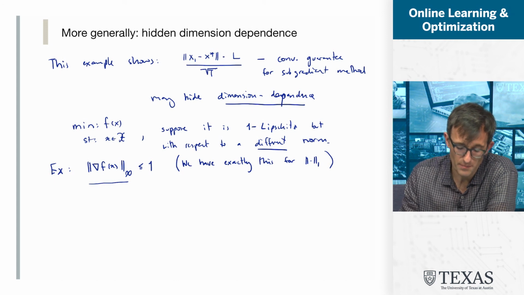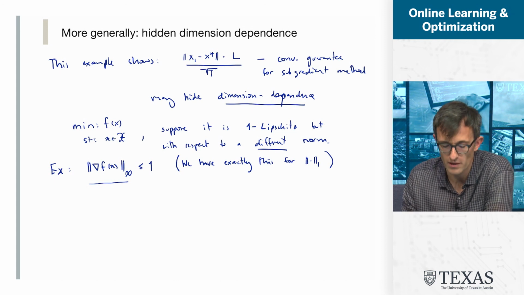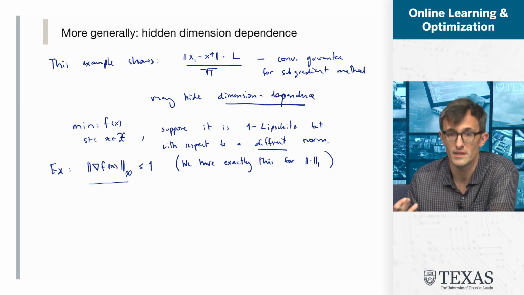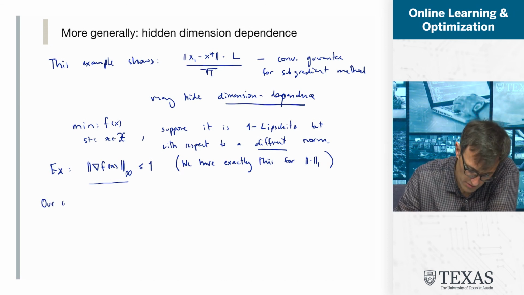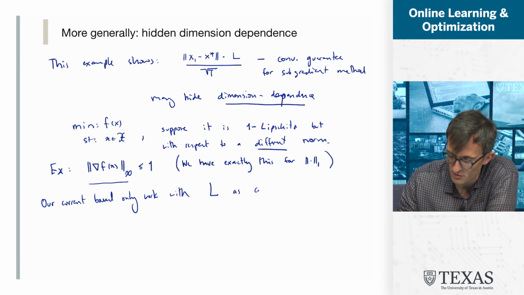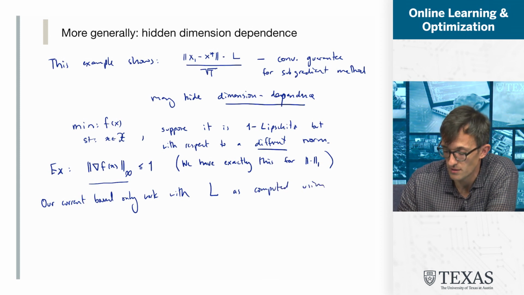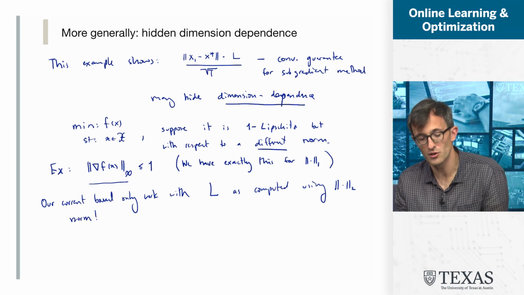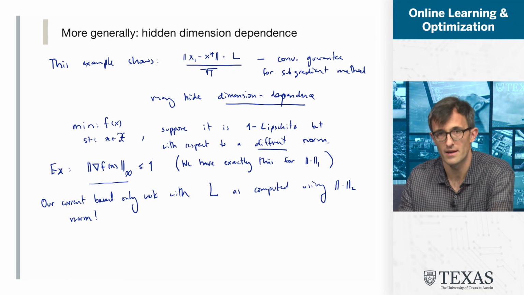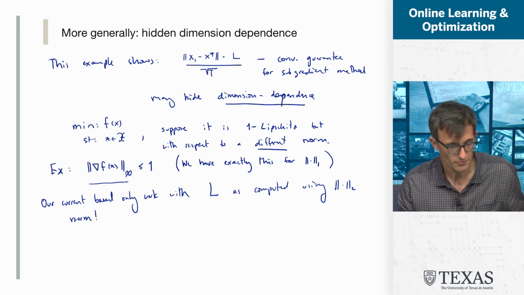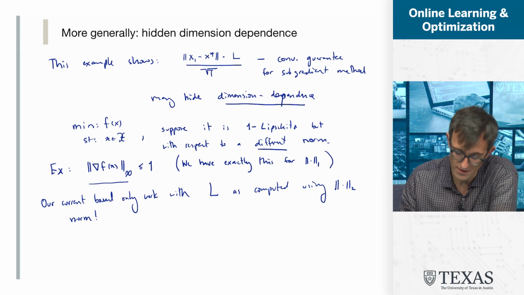So suppose we have this nice property. We know that in this infinity norm, the gradient is always upper bounded by 1. The problem is that we can't use this with our current technology. So our current bounds only work with L as computed using the Euclidean norm. So that means that if I tell you this thing about f, you have no choice but to convert that into a Lipschitz guarantee in the L2 norm. And the best that we can do is to incur this square root of n.